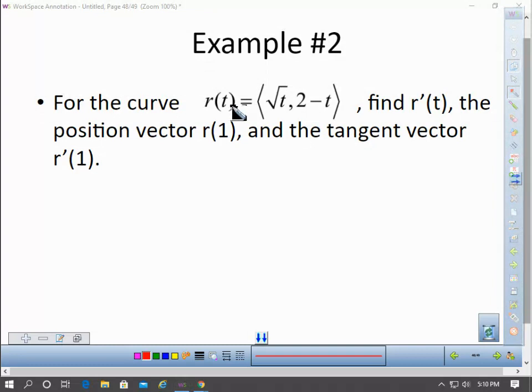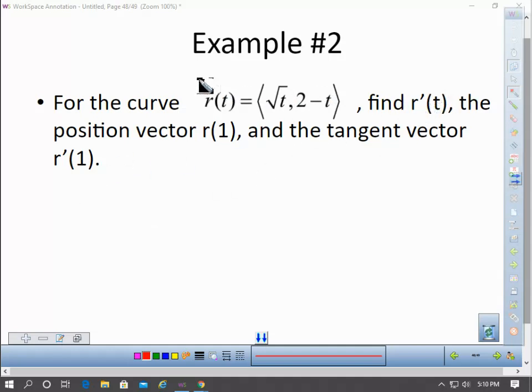All right, for the curve r of t equals square root of t, comma, 2 minus t, there's our vector. Find r prime of t. Then find the position vector r of 1, which all that means is plug 1 in here. And then find the tangent vector r prime of 1. So once I find the derivative, I'm just plugging 1 into that.